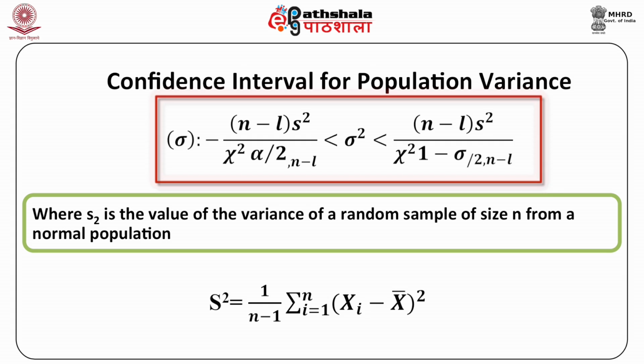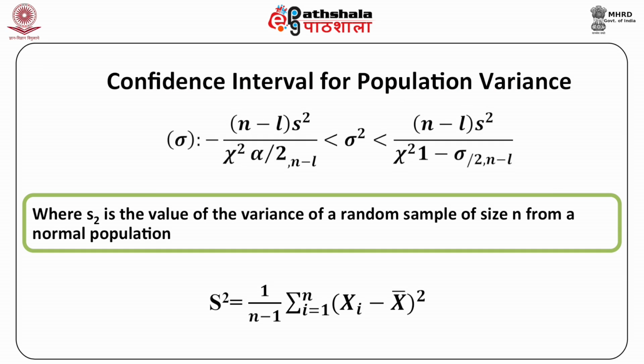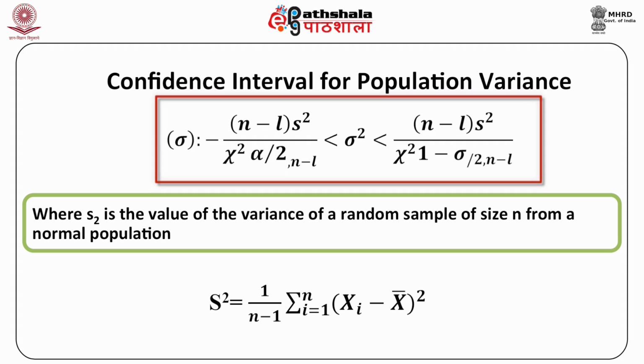n minus 1 times s squared divided by chi-squared alpha by 2, n minus 1, which is less than sigma squared, which is less than n minus 1 times s squared divided by chi-squared 1 minus alpha by 2, n minus 1, where s squared is the value of the variance of a random sample of size n from a normal population. s squared is equal to 1 over n minus 1 times the sum from i equal to 1 to n of xi minus x bar, the whole squared.